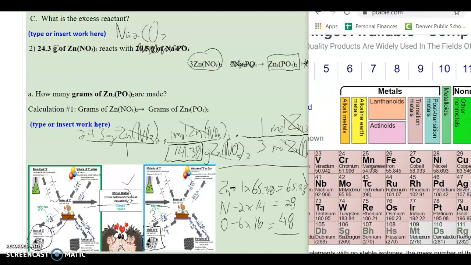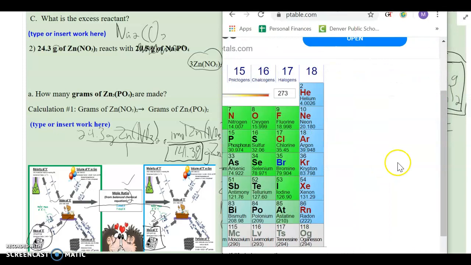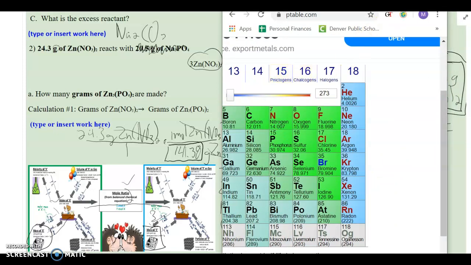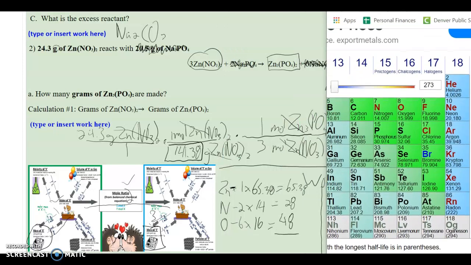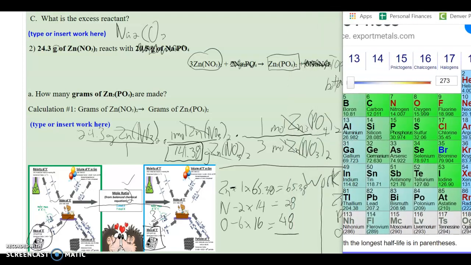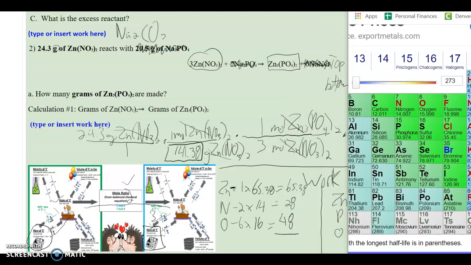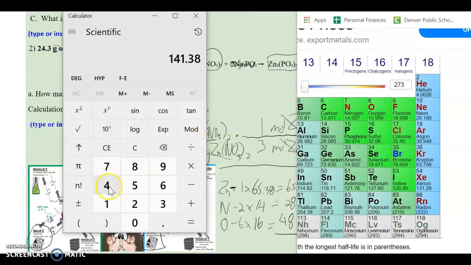2 times 14 is 28. Yes, let me make sure my N is correct. And remember, I just rounded to 14. And am I confident there's 2 of them? N times 2, yes. And 6 times 16 is 48. Am I confident in that? Let me try that. For some reason, I don't feel confident in that.